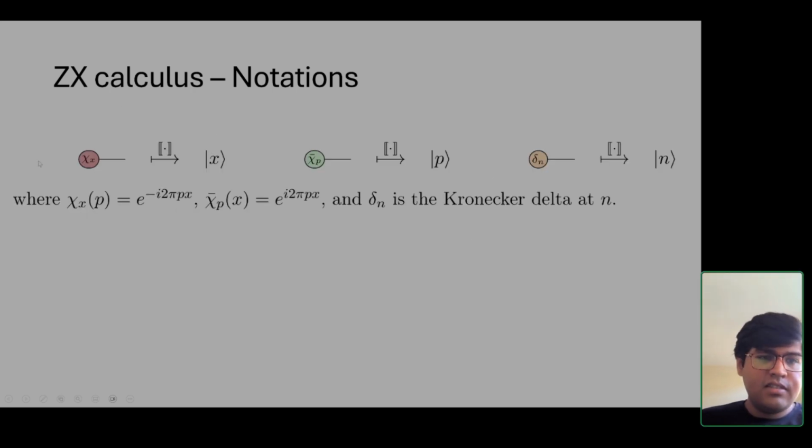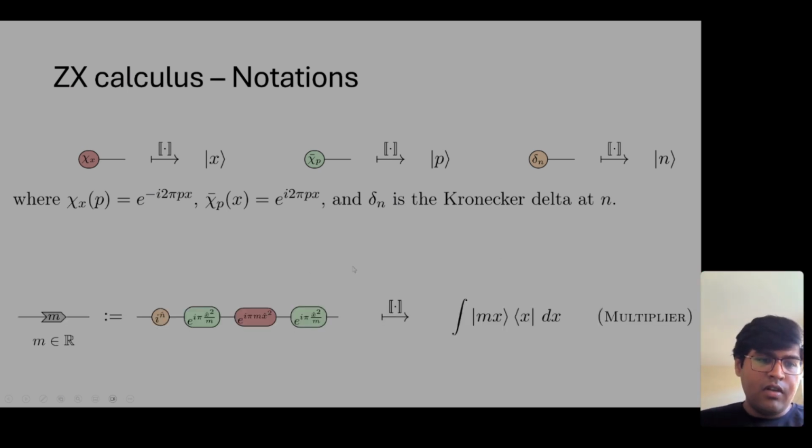Some more notation: we can describe ket x, ket p, and ket n using these diagrams. We also have this multiplier. The multiplier labeled by m simply sends ket x to ket m times x. So it multiplies the basis state.